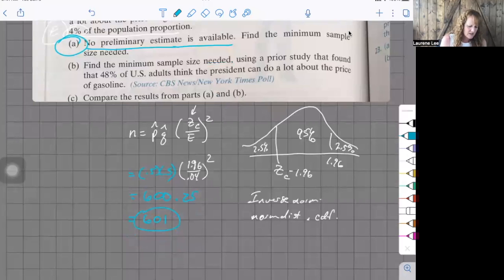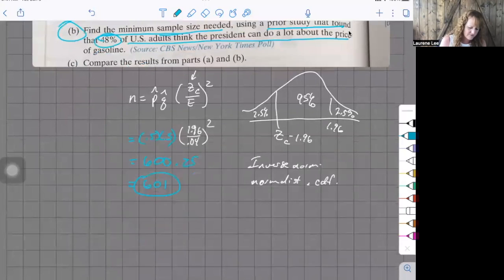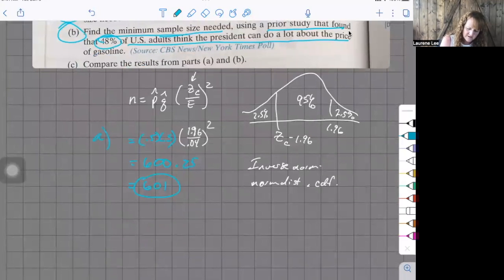Now, if there has been a sample pulled before and we have some data, we can enter that for p or q. So look at part B. Find the minimum sample size needed using a prior study that found that 48% of the adults think the president can do a lot about gas. So a previous study says we found that 0.48 of the population said yes, the president can do a lot about gas prices.